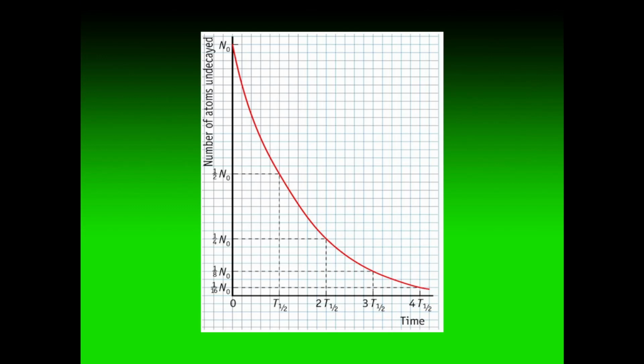That's a decay chart for the substance. With each half-life, the number of atoms that haven't decayed reduces by half. N0 is the initial number of atoms. So after one half-life there's a half left, then a quarter, 1 over 8, 1 over 16, 1 over 32, 1 over 64, 1 over 128, and so on. It will continue to decay forever.